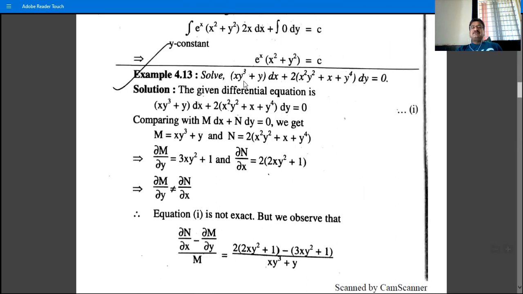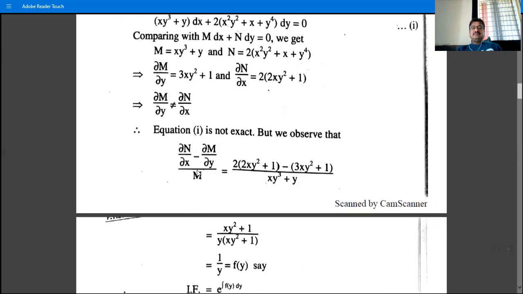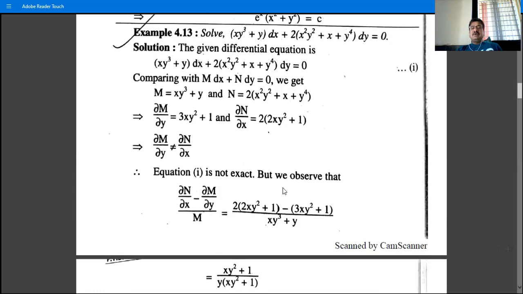The next example: (xy cube plus y) dx plus (2x square y square plus x plus y raised to 4) dy is equal to 0. The given differential equation, compare with M dx plus N dy is equal to 0. We get M as this and N as this. ∂M/∂y: with respect to y, x is constant, the derivative of y cube is 3y square, plus 1. ∂N/∂x is 2 as it is, the derivative of 2x square is 2x, y square constant, plus the derivative of x is 1, and the derivative of y raised to 4 is 0. We observe that ∂M/∂y is not equal to ∂N/∂x, so the given differential equation is not exact.